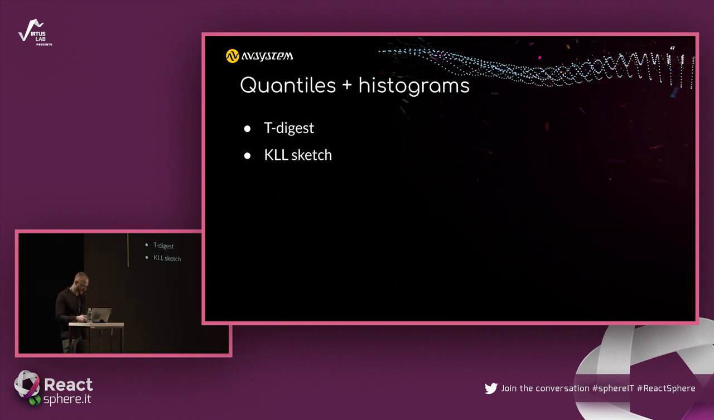Next, quantiles and histograms. Now I want to summarize two sketches for computing quantiles and histograms. So what are quantiles and histograms? We have a stream of values of size n, and the k over n quantile is the value which is the kth value, while a histogram answers the question of how many values were in the value range from A to B. Yeah, this is a very useful summary of your data.